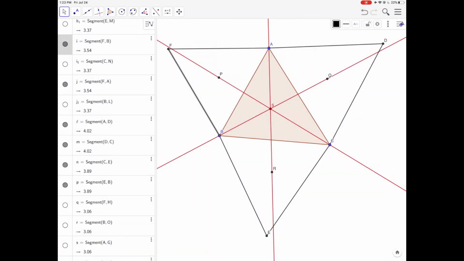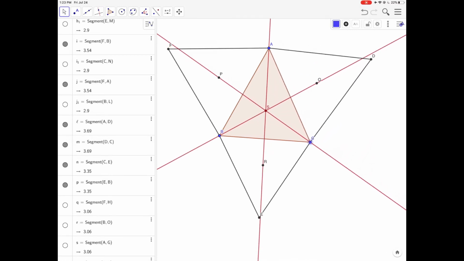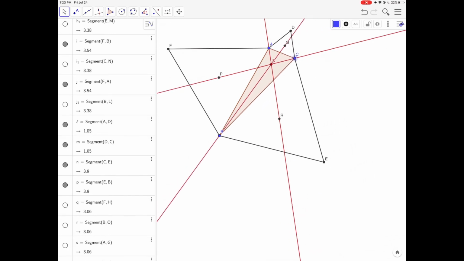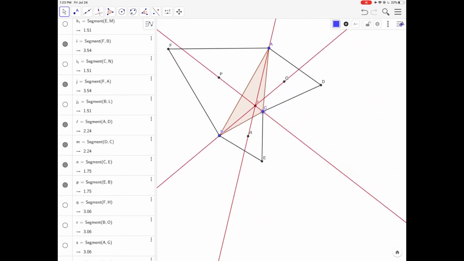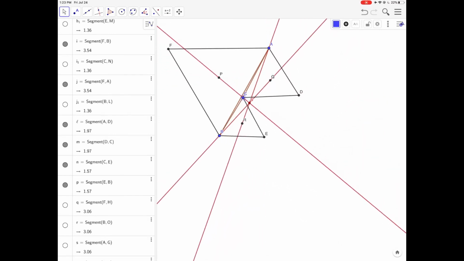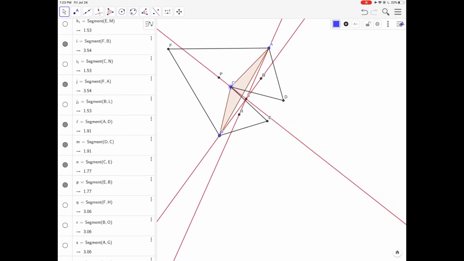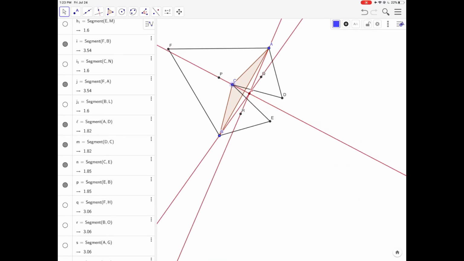Now that we have shown that the Napoleon point in this case is point S, we will need to see under what conditions the point S is outside of the triangle and when it is inside of the triangle. So obviously here it is inside of the triangle, and if we take vertex C and move it around, it continues to be on the inside of that red triangle. But if we take C and put it on the opposite side, we can see that S now exits that red triangle, meaning that the Napoleon point is outside of the original triangle.